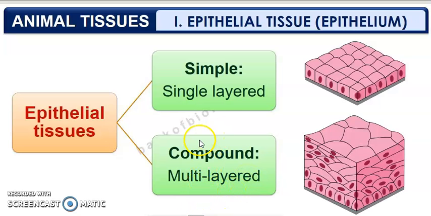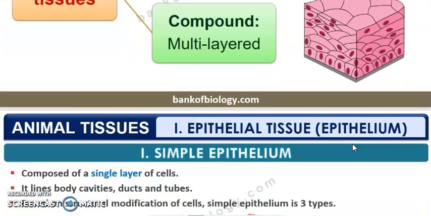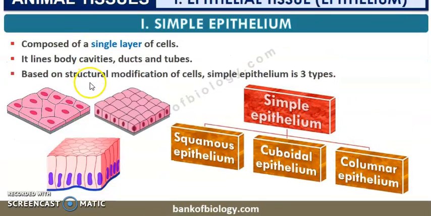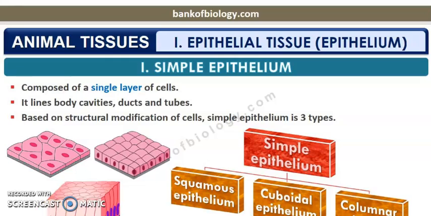Clear? Let us now learn about the different types of simple tissue. Simple epithelial tissue is again divided into 3 types. Epithelial tissue is divided into 2, and simple epithelial tissue is again divided into 3 types. Let us see about the simple epithelial tissue, and then we will learn about its types.